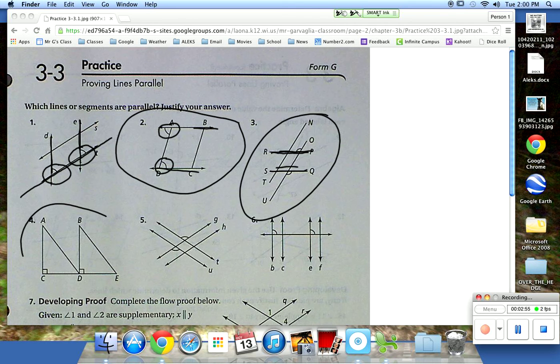What about down here? Let's take a look at number 4. Which two lines are parallel? Yes, Evan. Yep, AC and BD. We've got this line right here, which is really our transversal we're working off of.